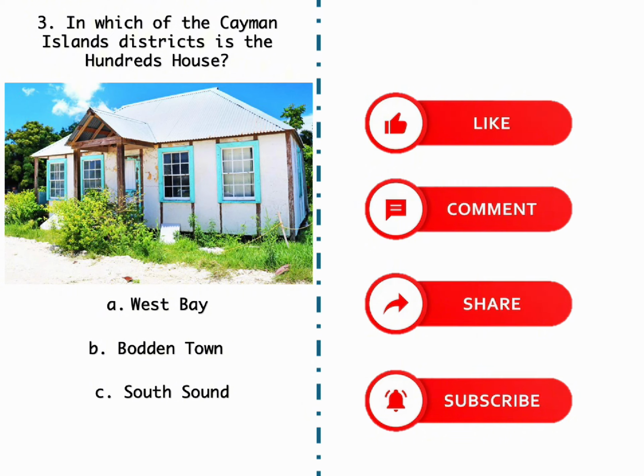3. In which of the Cayman Islands districts is the Hundreds House? A. West Bay, B. Bodden Town, or C. South Sound? The answer is B. Bodden Town.